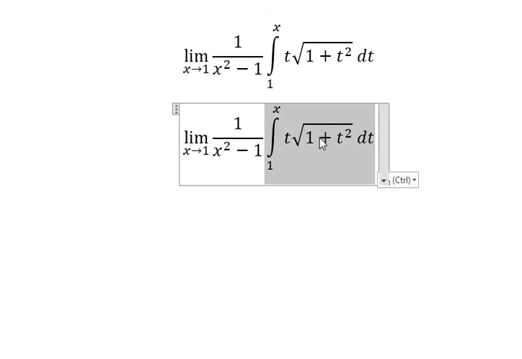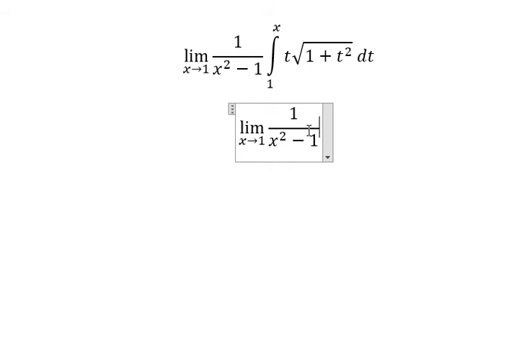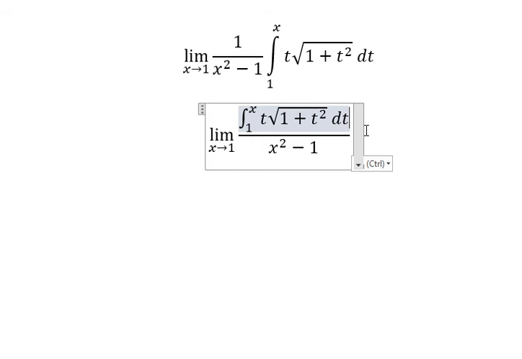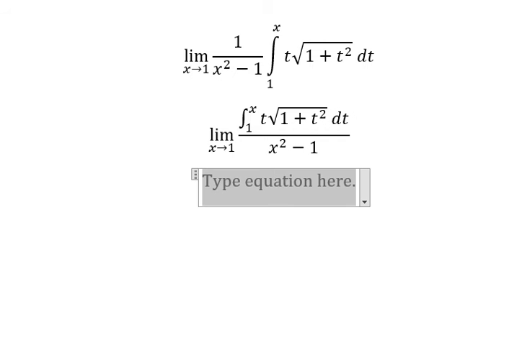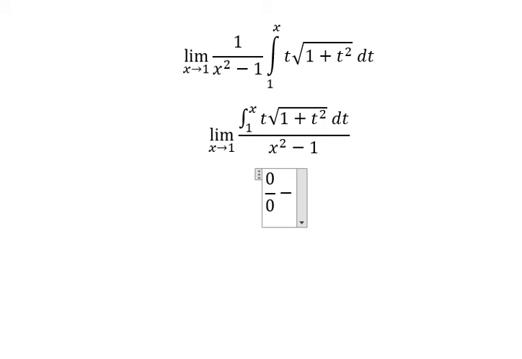So I will put this one goal here. So when s approaches number 1, we put number 1 here, number 1 here. So the integration from number 1 to number 1, you got 0. 1 square minus 1, you got 0. So we have 0 over 0. So we can use L'Hospital.